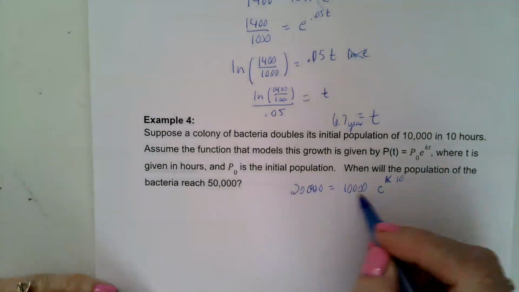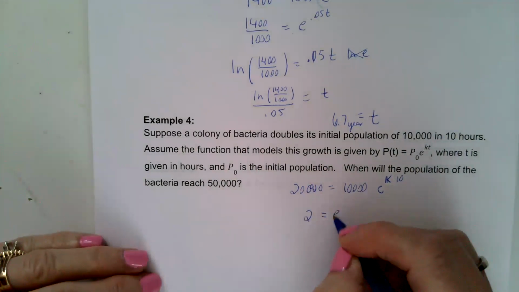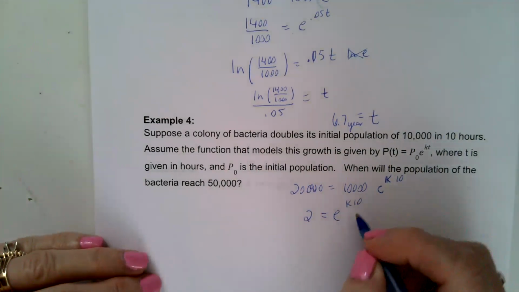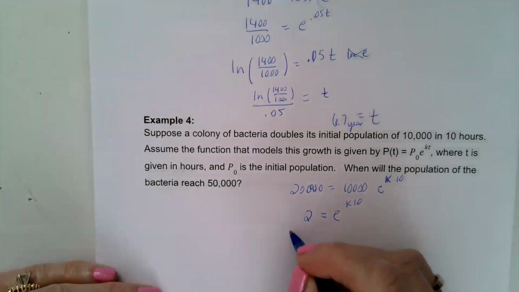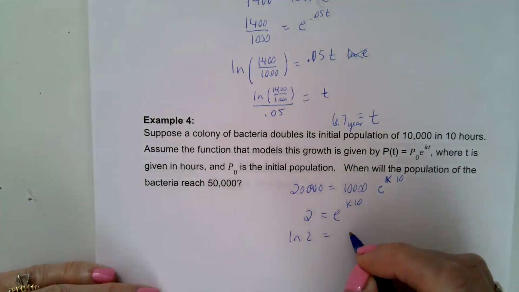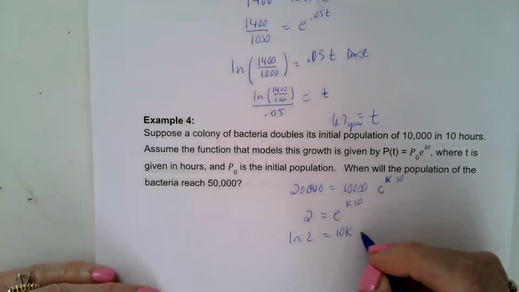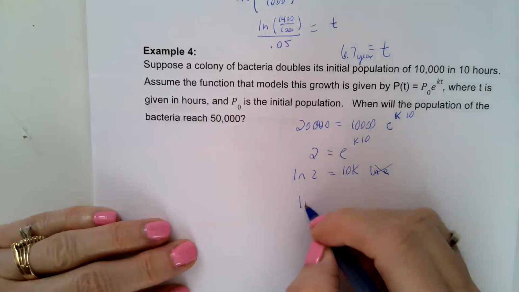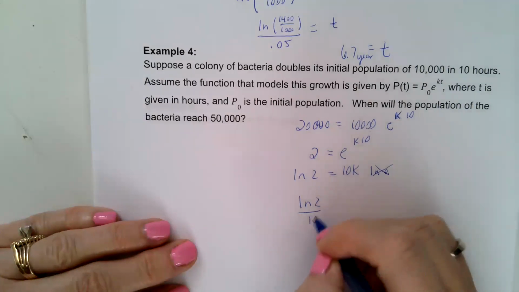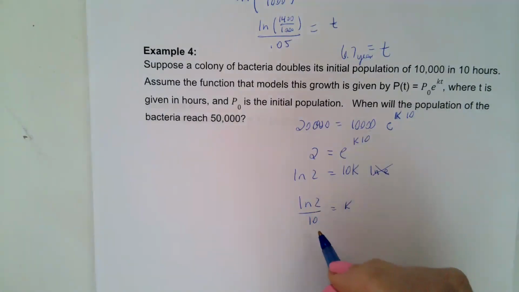So if we divide both sides by 10,000, this becomes 2 because it's a doubling. E to the K 10. And then I'm going to take the natural log of both sides. So I'm going to put the 10 out in front. So 10K times the natural log of E. And remember that goes away. And so we're going to divide by 10. So K is the natural log of 2 divided by 10.